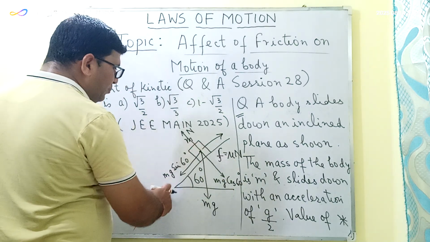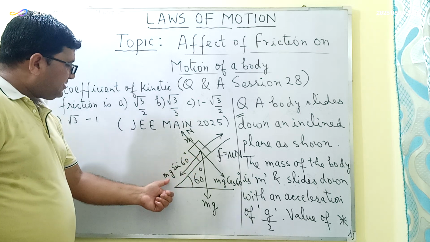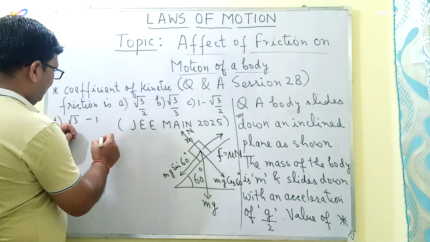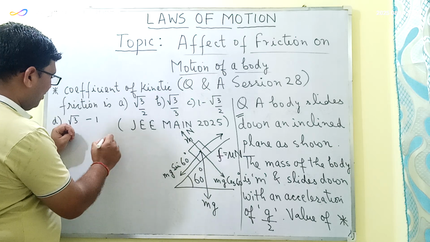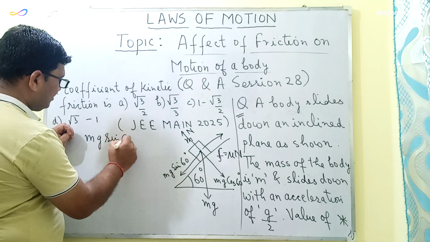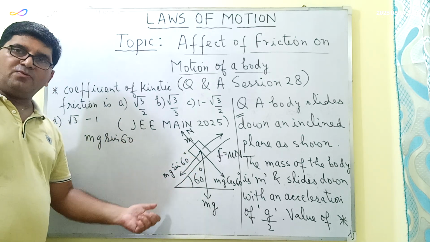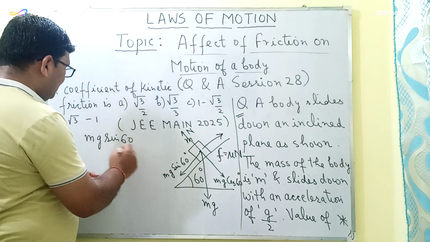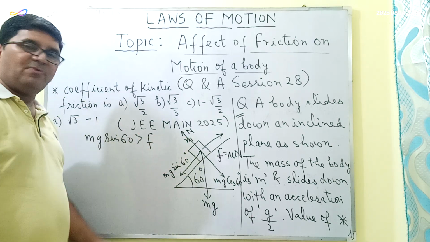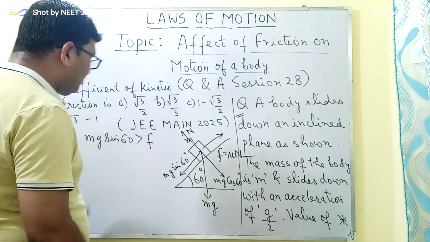Now this body will move downward only when mg sin 60 is greater than the force of friction. This is the component of the weight which is acting downward along the inclined plane. So when mg sin 60 is greater than the force of friction, then this body will move with a certain acceleration, and the acceleration of this body is equal to g by 2.